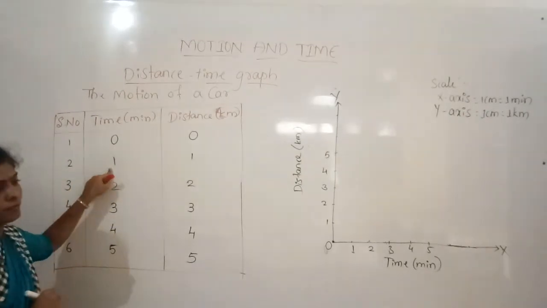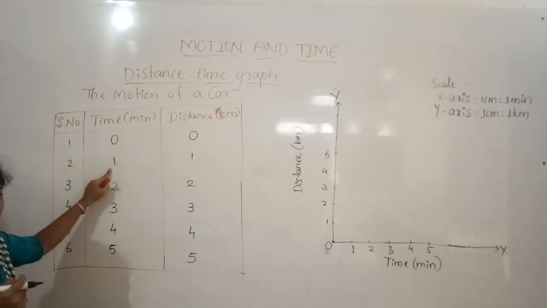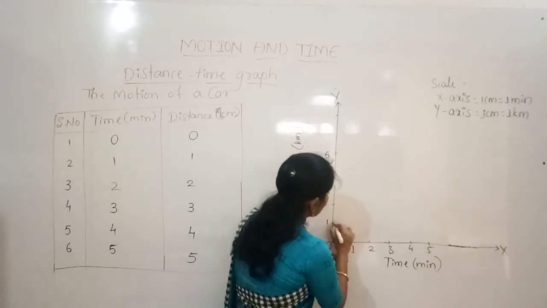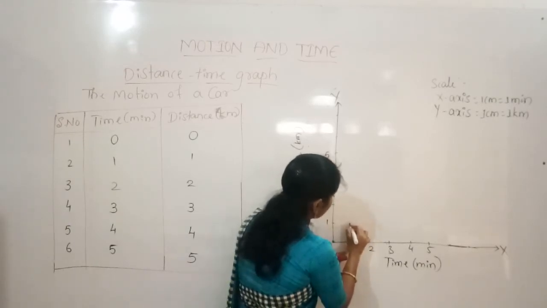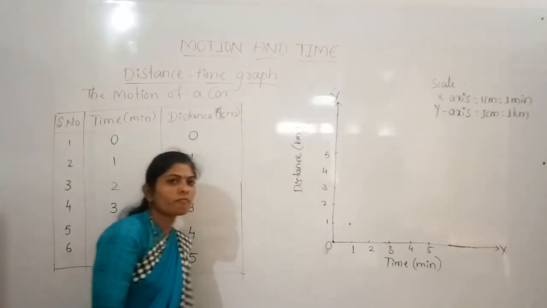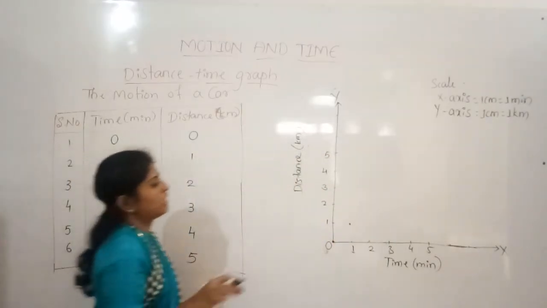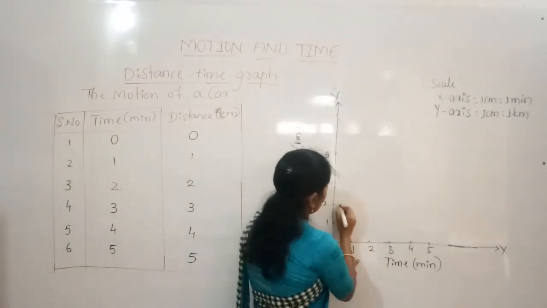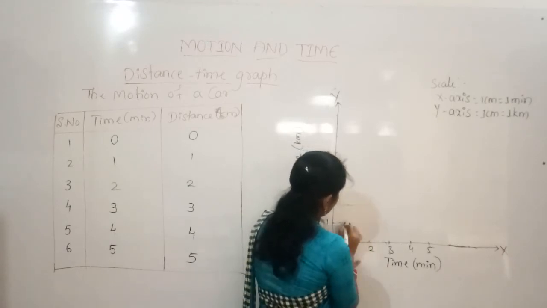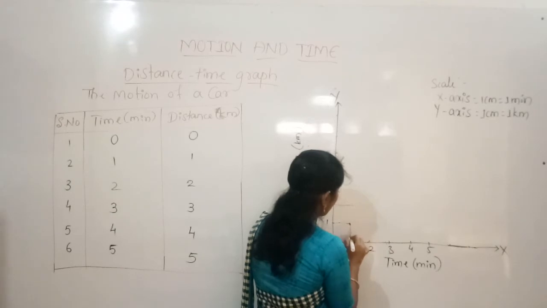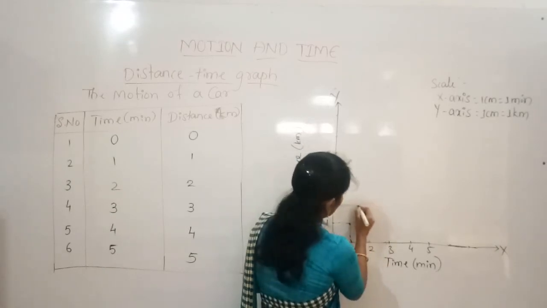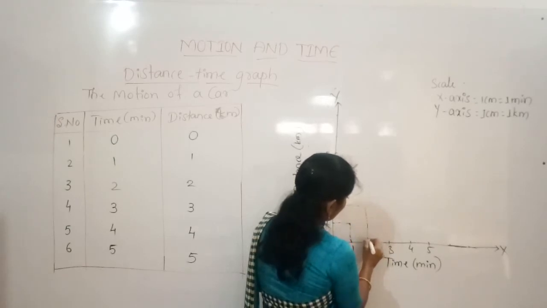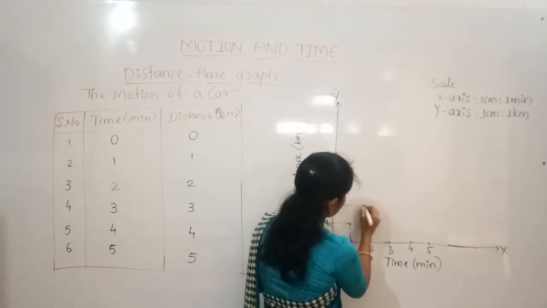And in 1 minute, how much distance has it covered? 1 kilometer. So here in 1 minute, it has covered 1 kilometer. Mark the point here. And in the second minute, it has covered 2 kilometers. Here it is, the 2 kilometers. You can draw the intersection also. So 2 kilometers in the second minute. You will get accurate results when you use the scales.